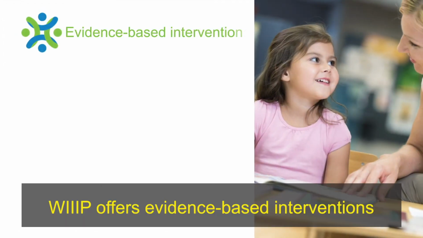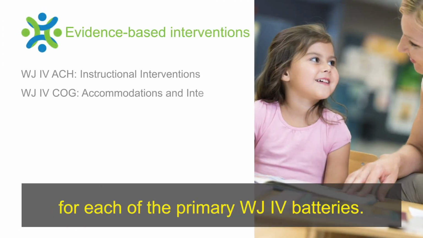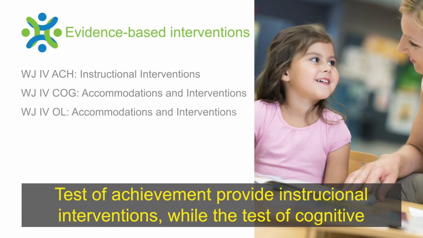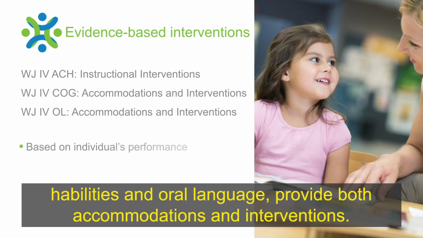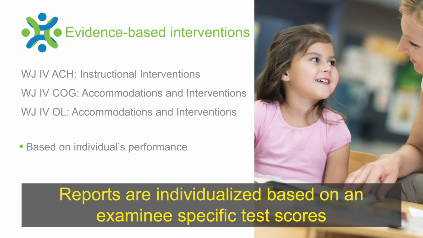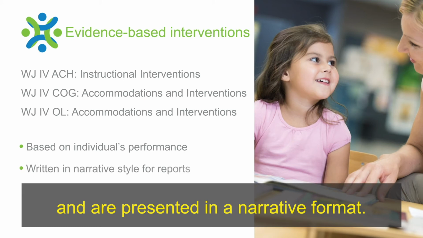WIIIP offers evidence-based interventions for each of the primary WJ4 batteries. Tests of achievement provide instructional interventions, while the tests of cognitive abilities and oral language provide both accommodations and interventions. Reports are individualized based on an examinee's specific test scores and are presented in a narrative format.